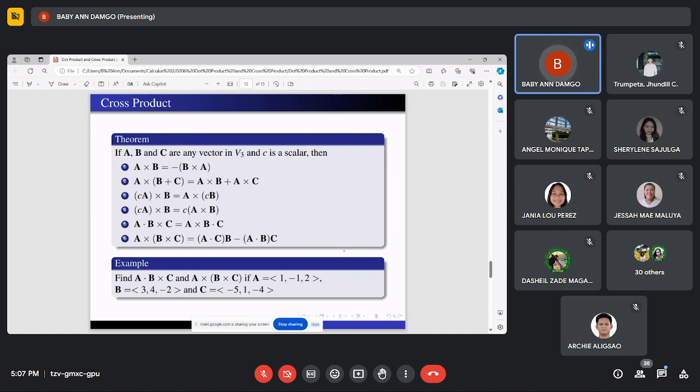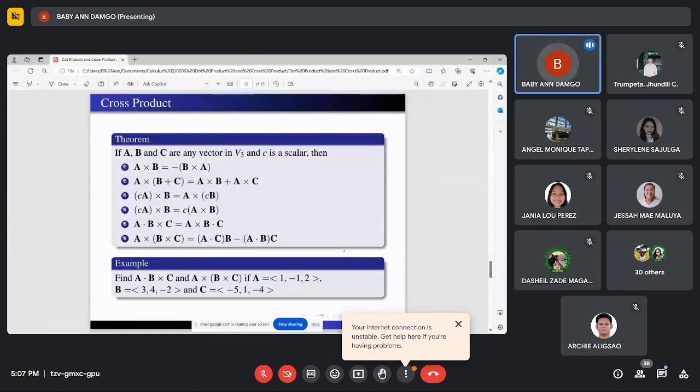So find A dot B cross C. If A is the vector 1, -1, 2, and B is the vector 3, 4, -2, and C is equal to the vector -5, 1, -4. Okay, so try to solve.